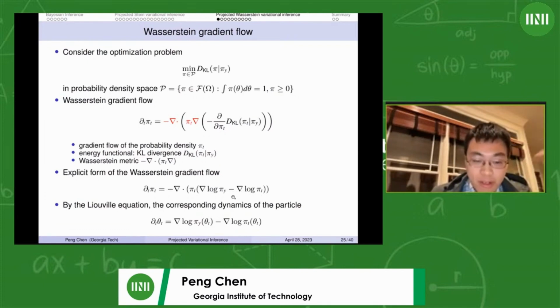And by the Fokker-Planck equation, we know that this gradient flow corresponds to a certain dynamics. This is a density evolution corresponding to the particle evolution of the gradient of pi theta t. This is given by the gradient of the log of the posterior minus the gradient of the log of pi t, right? We know the log of the posterior distribution, but we do not know the current density pi t. What are we going to do about it, right?